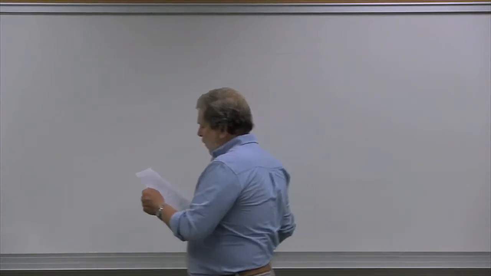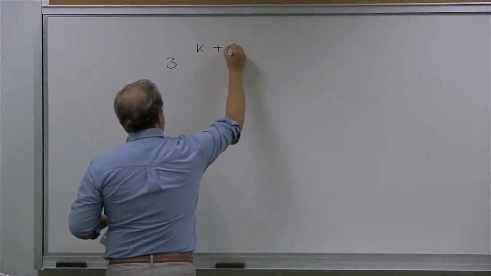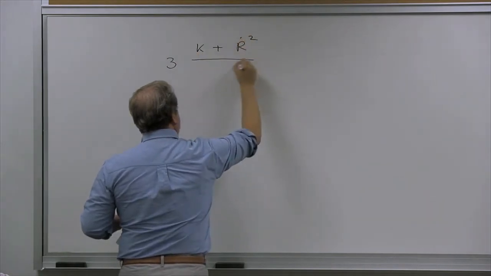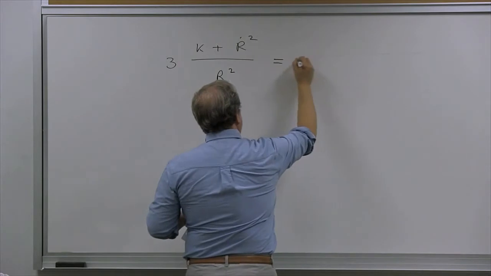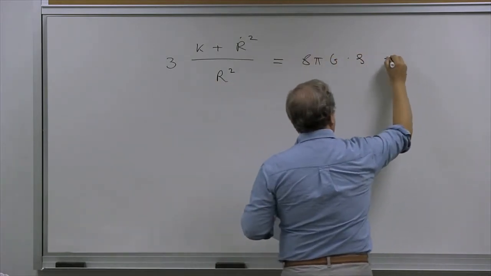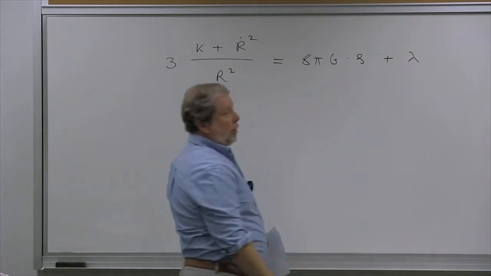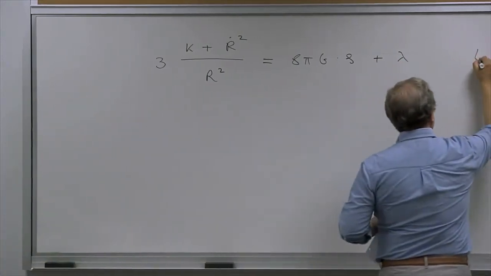Right? So the first equation is that 3 times (k plus ṙ²) divided by r² is equal to 8πG times (ρ plus Λ). Right? So that's the first field equation. In our case, this is a tt equation.